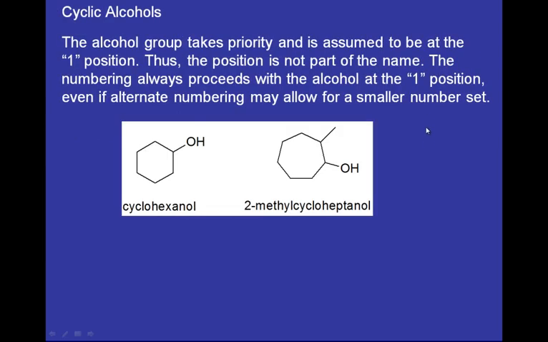When dealing with cyclic alcohols, we assume that the OH is in the 1 position on the ring, so this would just be called cyclohexanol. And likewise, this would be 2-methyl-cycloheptanol, the methyl group being in the 2 position, the OH assumed to have been in the 1 position. So we don't say 2-methyl-1-cycloheptanol, that would actually be redundant. So we just make it 2-methyl-cycloheptanol with the assumption the OH is in the 1 position on the ring.